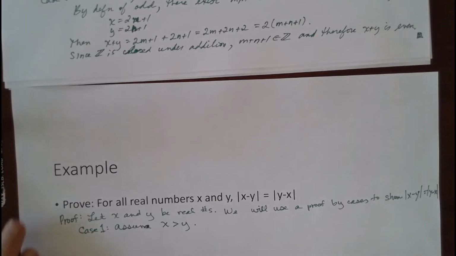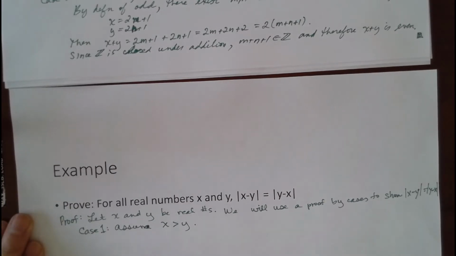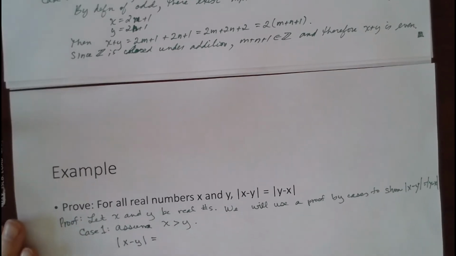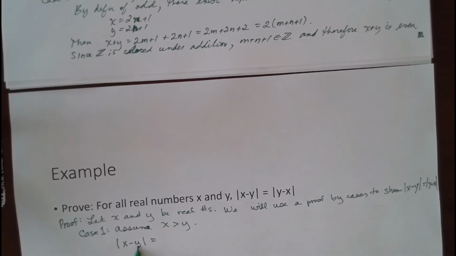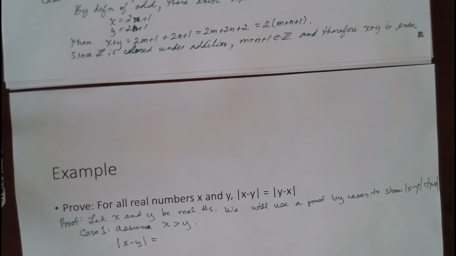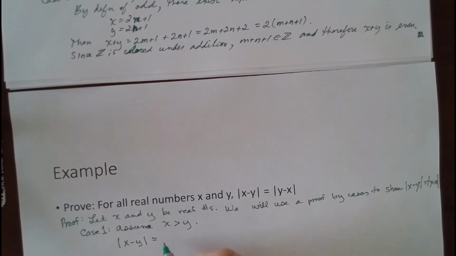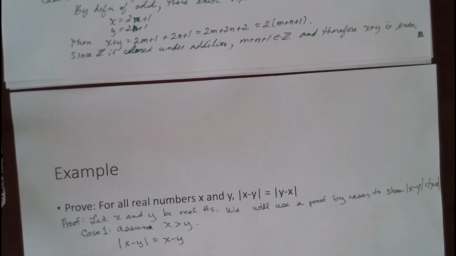If x is greater than y, the absolute value of x minus y is equal to, well, we know that when we subtract and do x minus y, we're going to get a positive number. When you take the absolute value of a positive number, you just take the absolute value bars away and you're done. So the absolute value of x minus y is just going to be x minus y.